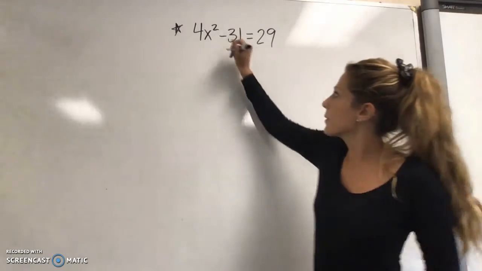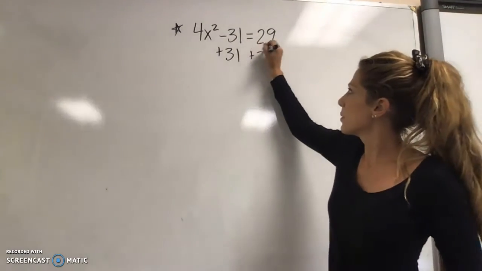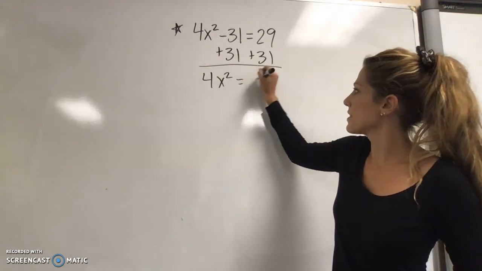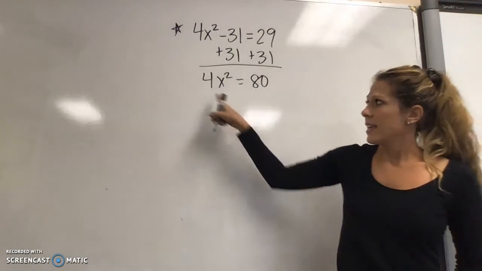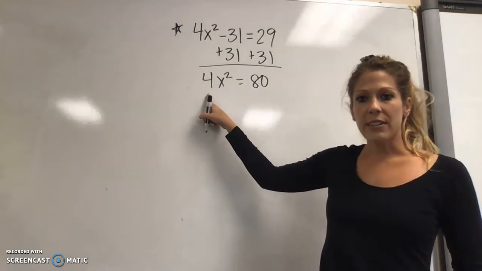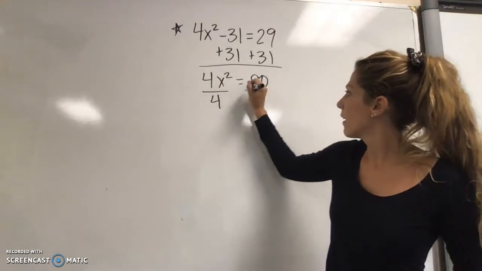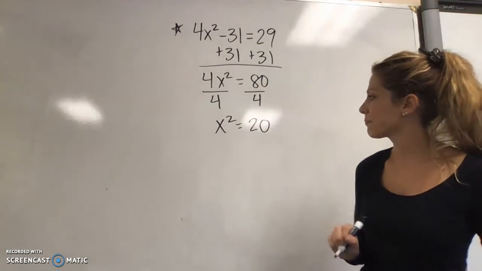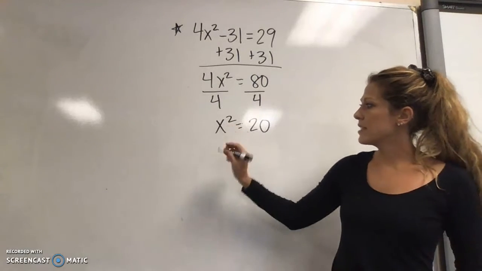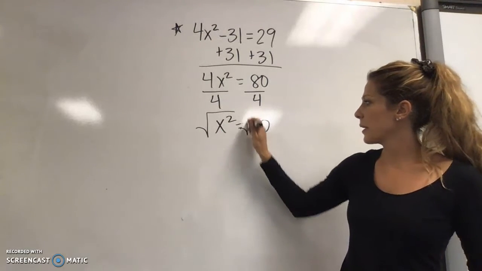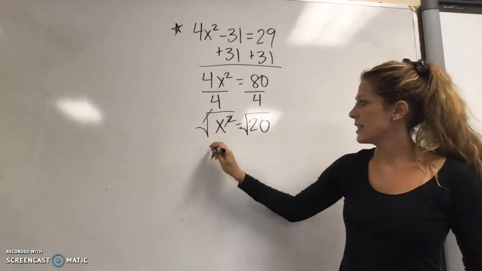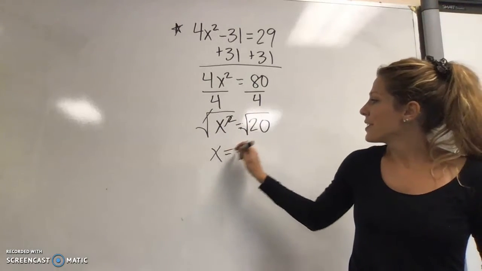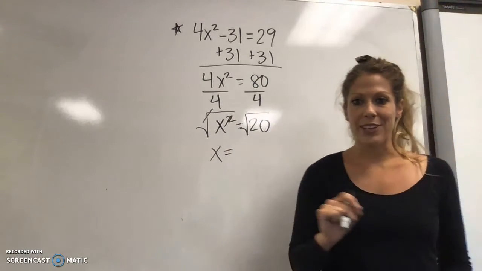For the next one, we're going to start by adding 31 to both sides. So 4x squared equals 80. To get the x squared by itself, we need to divide by 4. So x squared equals 20. And then our last step, to get rid of the squared, we take the square root of both sides so that the squared and the square root cancel each other out. But you'll notice 20 is not a perfect square.